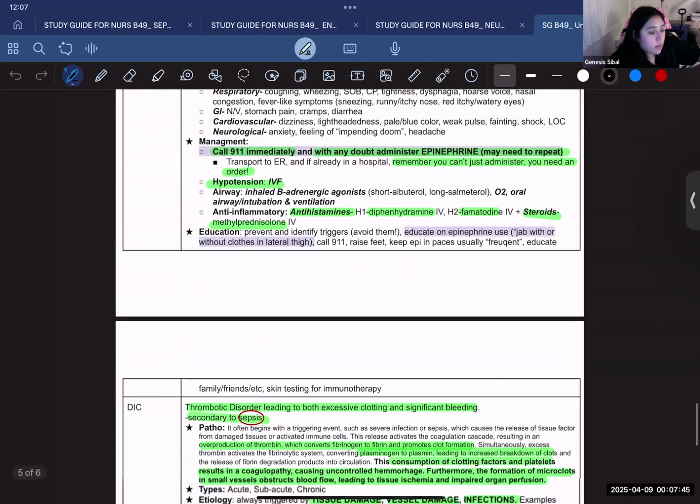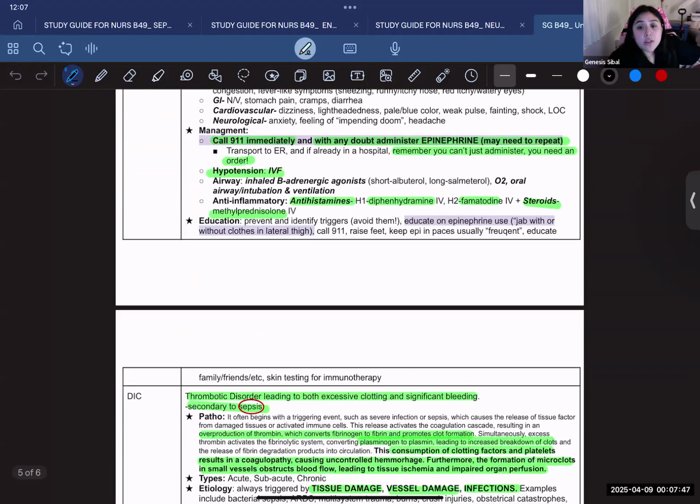Management: you call 911 immediately, and then with any doubt, you administer epinephrine, so you may need to repeat that. If you are in a hospital setting, it's important you cannot just give epinephrine even if you know that the patient is having an allergic reaction, you still need an order. So if that's the case, you can call a rapid or you can call a code blue. But one thing to know is, again, you need an order to do this. So you can't just administer it because you feel like it.